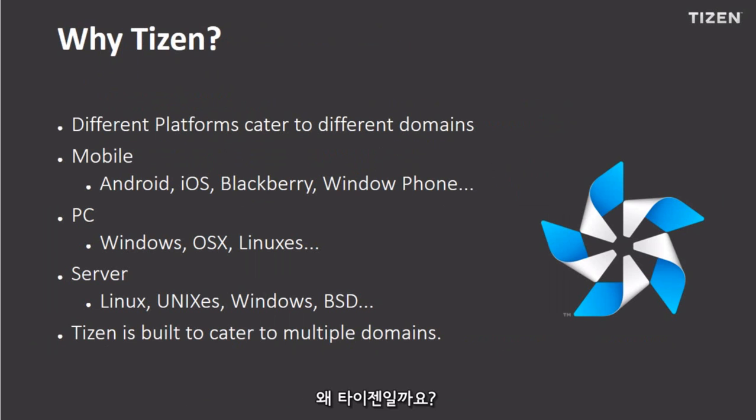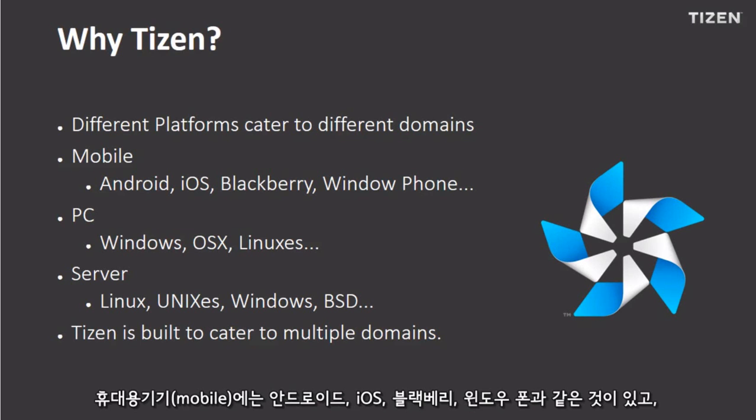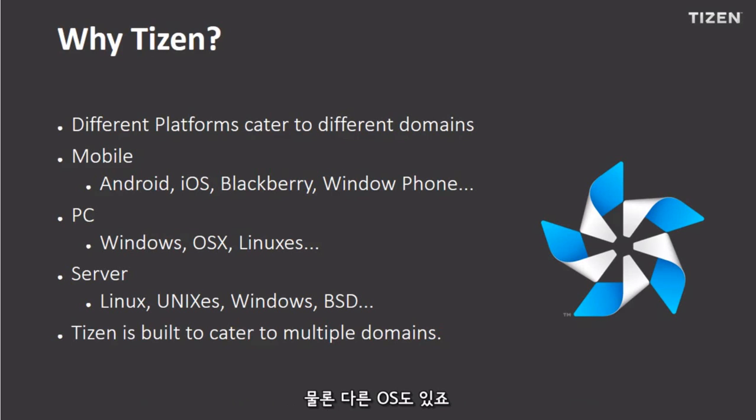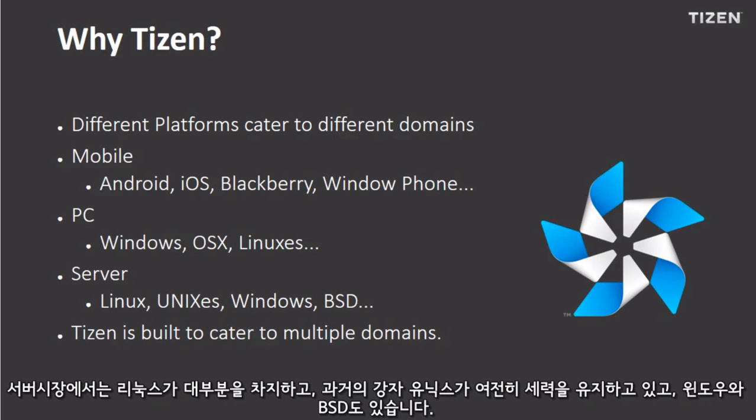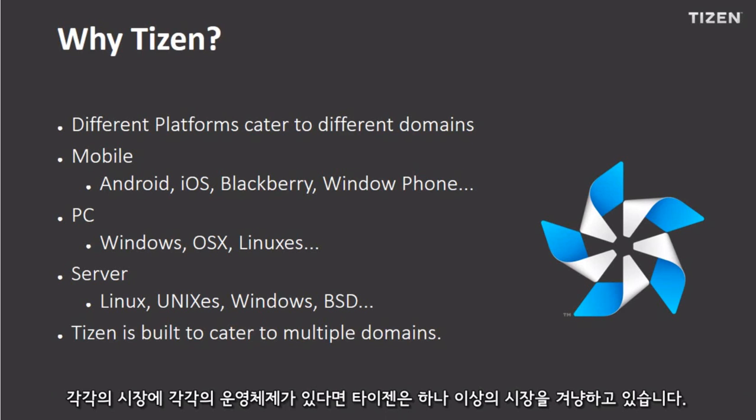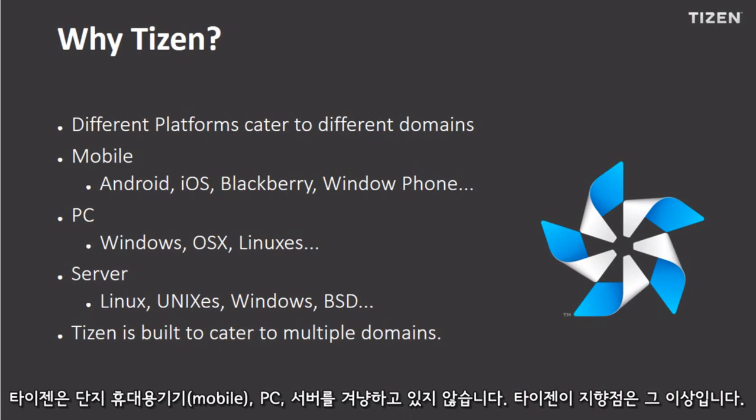So why Tizen? Different platforms are intended for different purposes. For mobile, we have Android, iOS. There's BlackBerry's OS and also Windows Phone. Not to mention a few others as well, maybe like Jolla's Sailfish, etc. On PCs, Windows has the lion's share of the market, along with OS X and Linux rounding the rest out, and some BSDs here and there as well. On the server, Linux has mostly replaced all the Unixes that used to be there, but they still are there. There is also Windows and BSD on the server side. But Tizen is actually intended to cater to more than one of these market segments. It isn't just mobile or just PC or just server. It is meant to do a lot more.